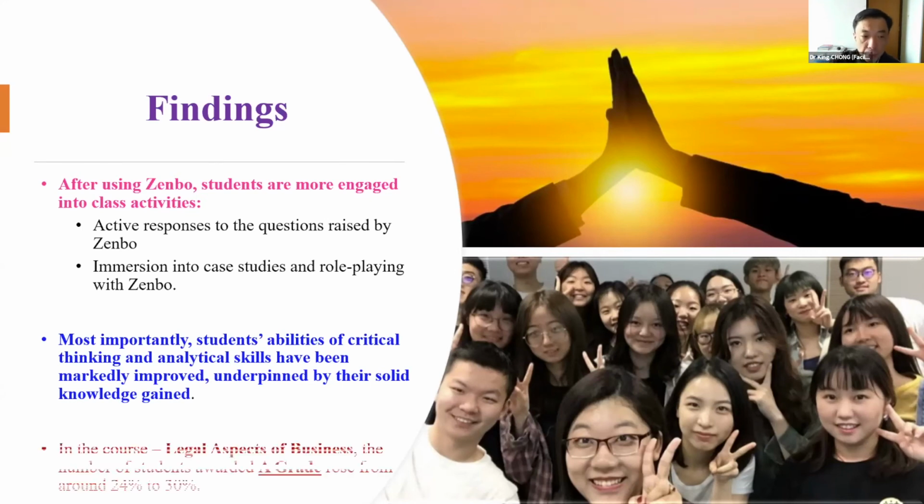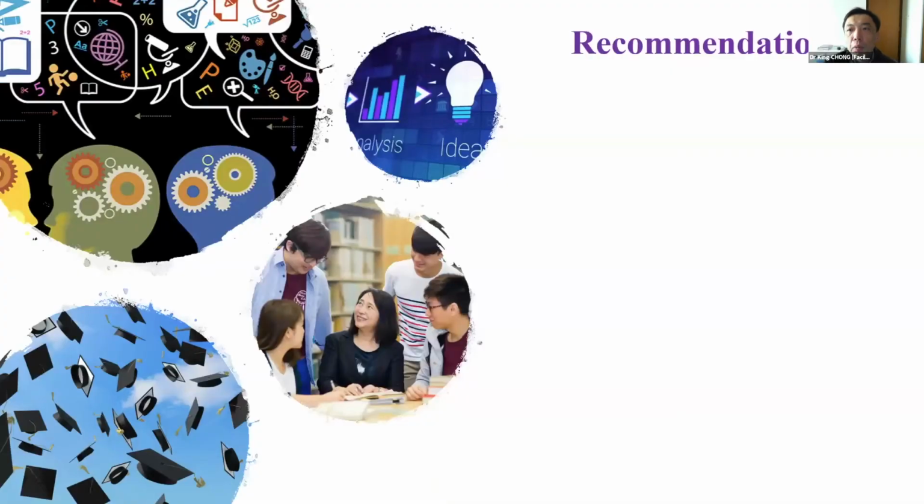We need the evidence because in the course, Legal Aspects of Business, the number of students awarded an A grade rose from the previous semester without using Zambo. For the semester we use Zambo, it rose from 24% obtaining an A grade to 30%, a marked growth. So we can see students' learning experience has been amplified and enhanced, so as to be reflected in their learning outcomes. Okay. And so what are the recommendations?